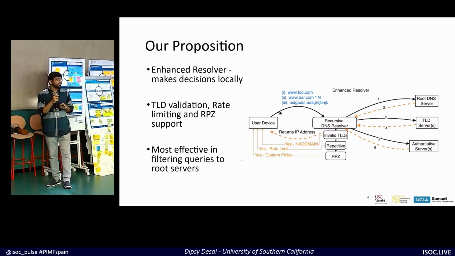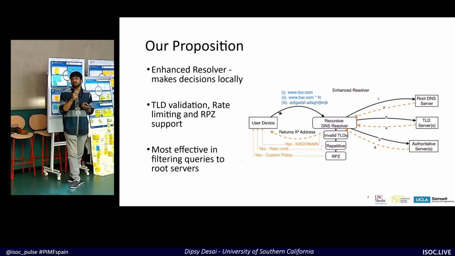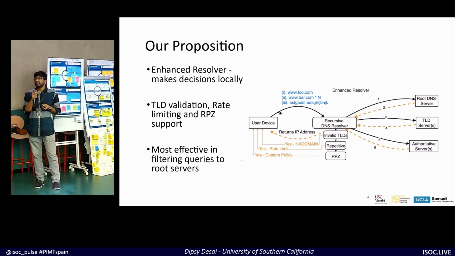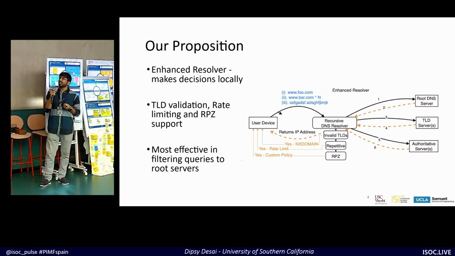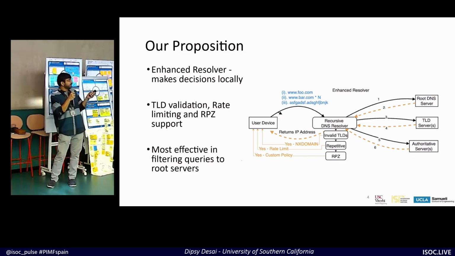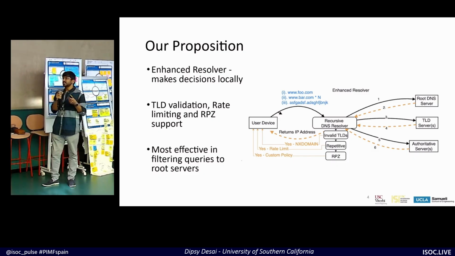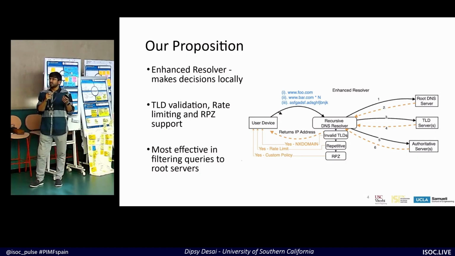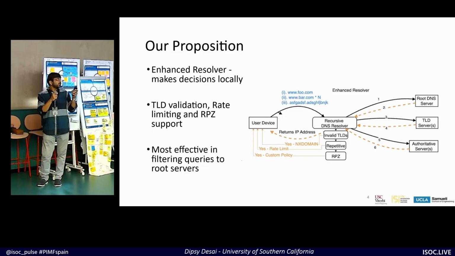We are proposing to have an enhanced resolver which can make decisions locally, meaning you can have additional capability at your recursive resolver and decide if you want to send a query out to the larger DNS ecosystem or not. We do this with three different sub-approaches. One is to validate the TLD. If the TLD is valid, only then do you send the query to the larger DNS ecosystem. Otherwise, you can respond to the user device with an NXDOMAIN locally.